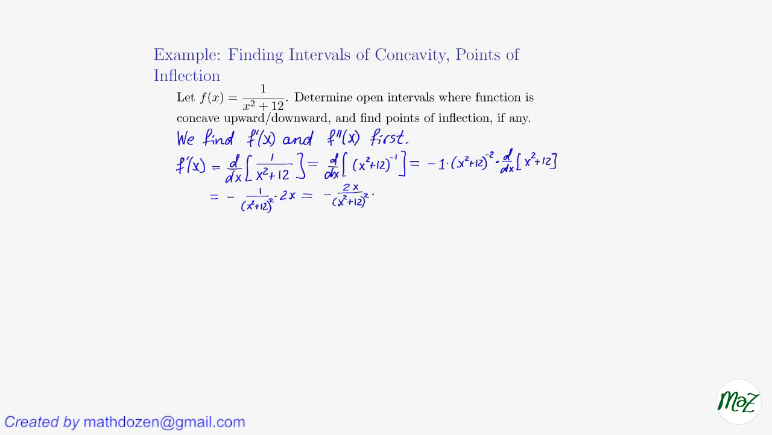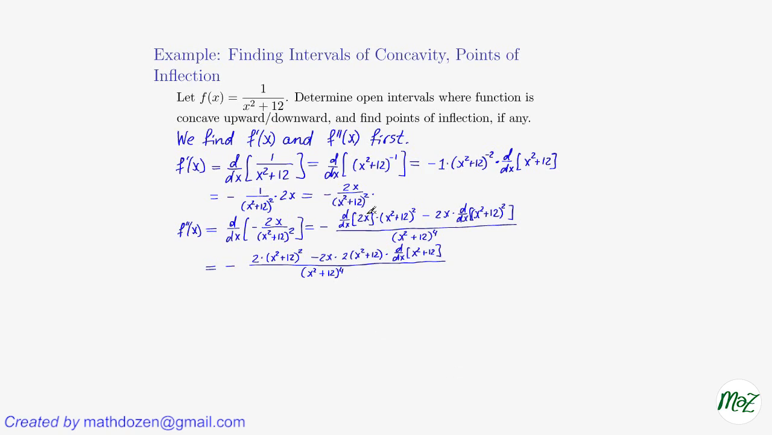That's the first derivative. After that, we set out to find the second derivative, so it's the derivative of negative 2x over x squared plus 12 squared. And now we factor out the negative and then do the quotient rule. We end up with the derivative of the numerator times the denominator minus the numerator times the derivative of the denominator, divided by the denominator squared. Since we already had x squared plus 12 squared there, we're going to end up with x squared plus 12 to the fourth power.